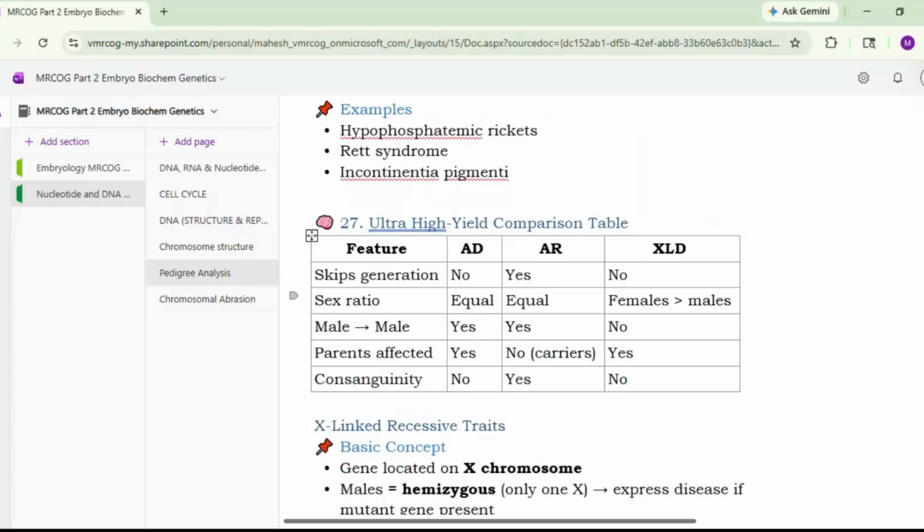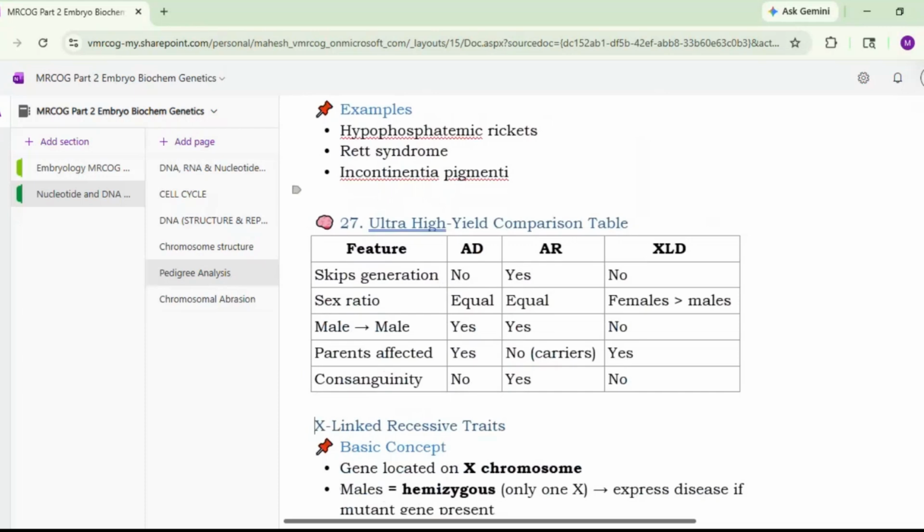Parents are affected in autosomal dominant and X-linked dominant. Parents will be carriers in autosomal recessive. Consanguinity: in autosomal dominant, not concerned. In autosomal recessive, yes. If it is there, then it will have affection in the subsequent offspring, and again in X-linked dominant it is not concerned. Okay, now coming to the X-linked recessive.